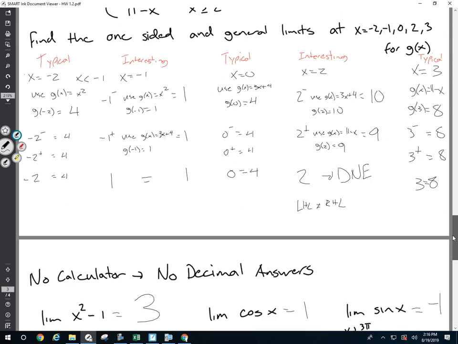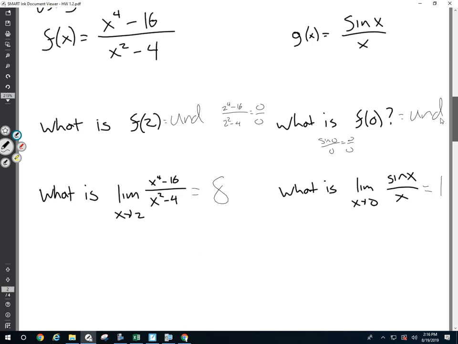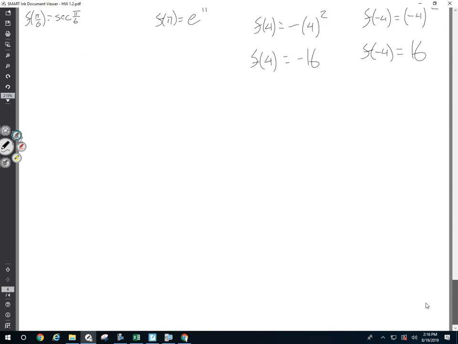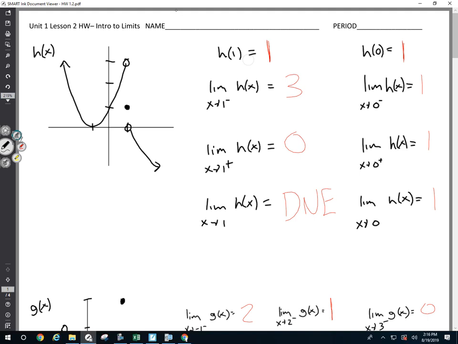Okay. If we did not understand these graphical limits, any of these problems, we need to do extra work. This was a short homework, so hopefully we all have done it and understood everything.